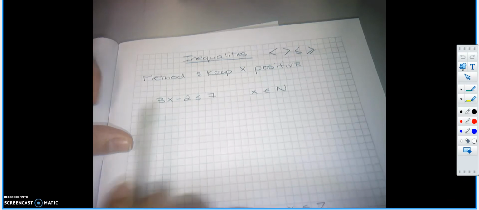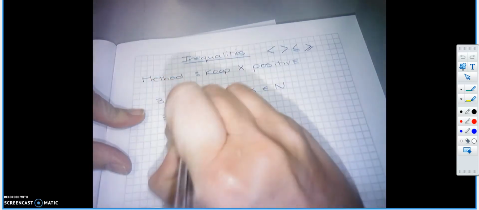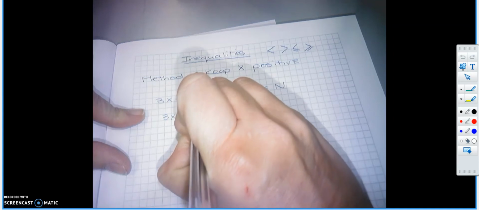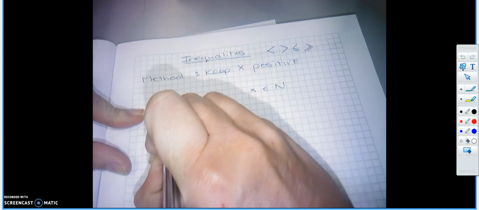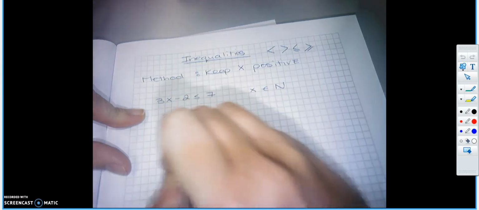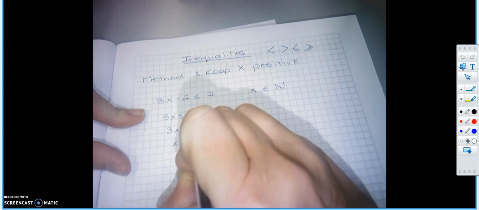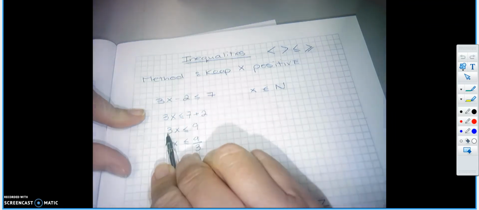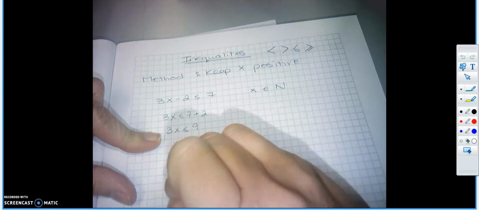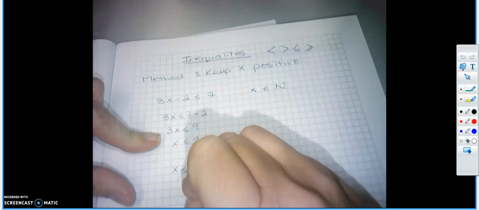So, keeping the x positive, we just rearrange this so we get 3x, 7, bring our 2 over so it becomes plus 2. So we're going to get 3x is smaller than or equal to 9. So x is smaller than or equal to 9 over 3, as in the number in front of the x will come over and divide. So that means x is smaller than or equal to 3.